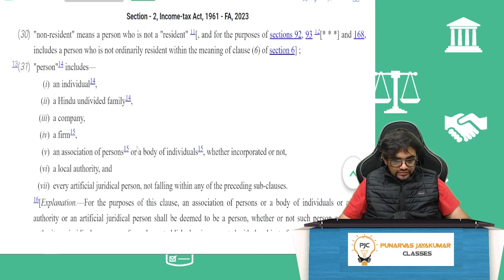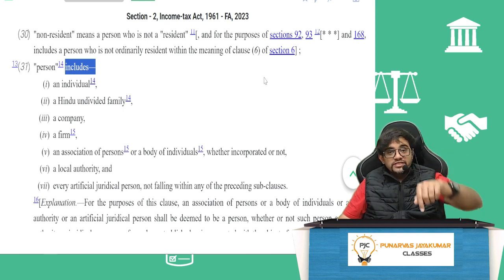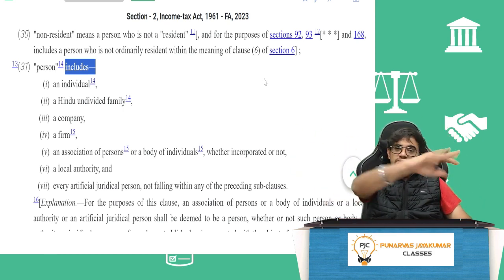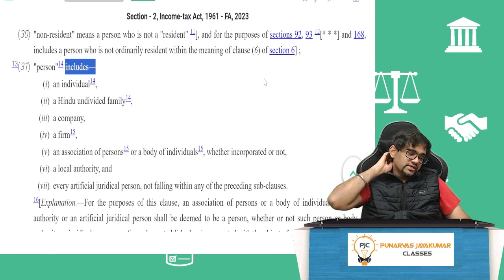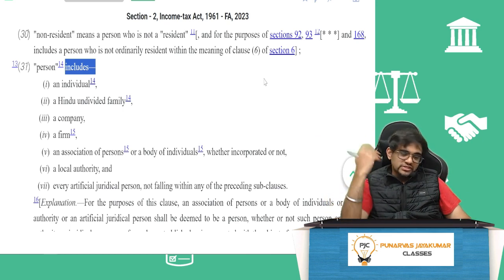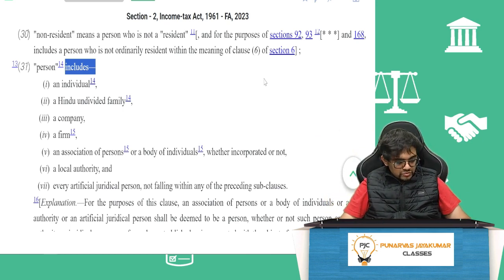So let's write down. Understood? Inclusive definition. Generally, there is no difference between a partnership firm and a partner in the Partnership Act. But Nirmala madam says there is a difference for tax purposes. Partnership is different, partners are different. She made one separate chapter on partnership taxation of firms.